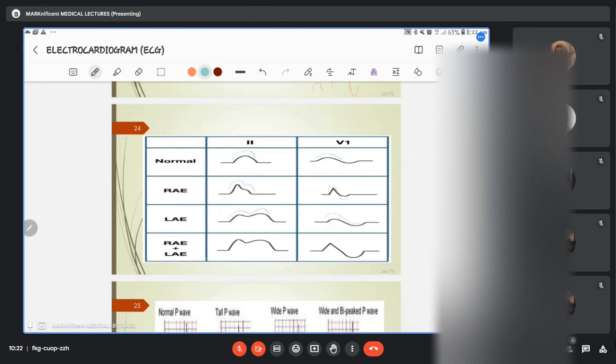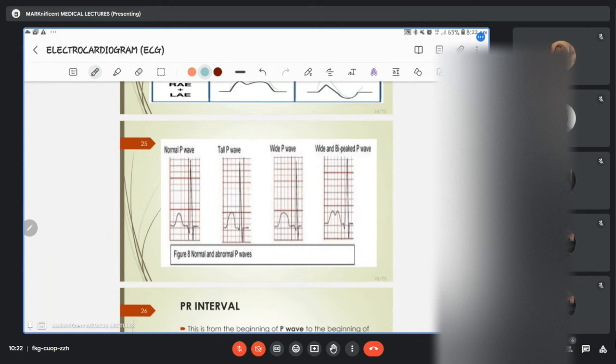Then this is both right atrium and left atrium extension or hypertrophy. You have it wider. That's just the difference. You have it wider in these cases. So again, look at the ECG for you to understand.